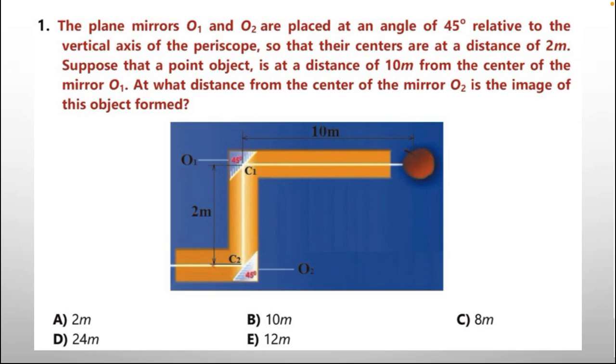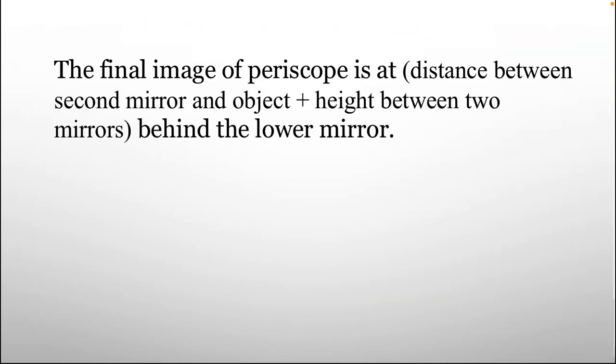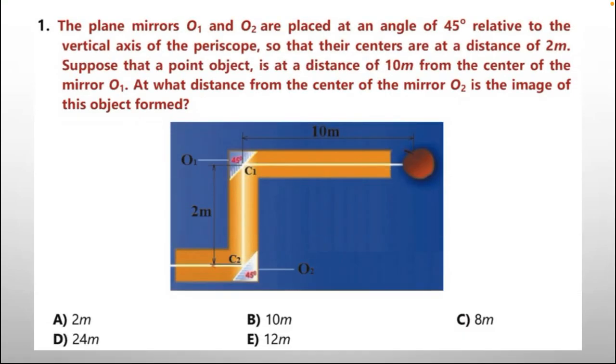For that, we are going to calculate some measurements. But first of all, we are going to write the formula. The final image of a periscope is at a distance between the second mirror and the object plus the height between the two mirrors behind the lower mirror. So the distance between the second mirror and the object is 10 meters and the height between mirrors is 2 meters, and the answer we get is 12 meters. Here the answer to this question is option E, 12 meters.